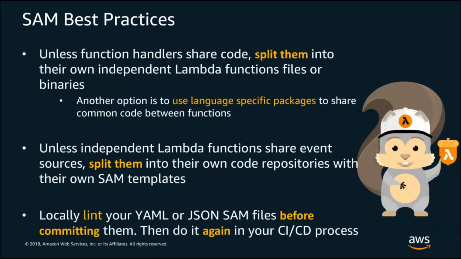When it comes to organizing your SAM applications, this is something that I find a number of customers sometimes struggle with trying to figure out. So one thing is that unless your function handlers for a given application share code, split them into their own independent Lambda functions. Essentially, try to avoid doing any sort of request routing inside of the handler for a function. This lends itself to a number of bad practices if you do that. Another option here is to make use of things like language-specific packages to share code between different functions.